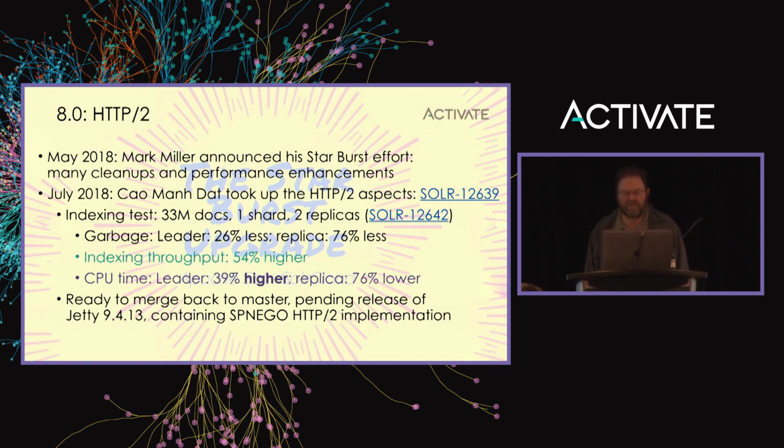He ran an indexing test with 33 million documents and found that it produced much less garbage on replicas and quite a bit less on leaders, had more than 50% higher indexing throughput and much lower CPU usage on replicas. This hasn't been merged yet into 8.0, but it's blocking the 8.0 release and pending a release of Jetty, which includes SPNEGO HTTP2 implementation to support Kerberos.